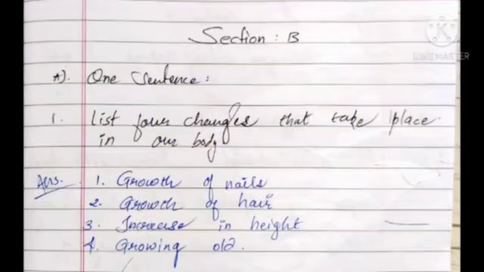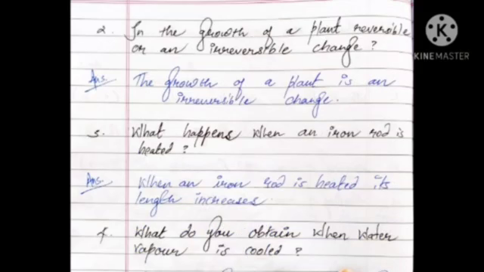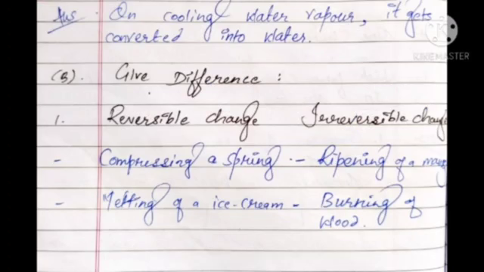Now talking about chapter number 6, Changes Around Us, Section B, one sentence, and the first one is, list 4 changes that can take place in our body. The answer is, growth of nails, growth of hair, increase in height, and growing old. Second question is, is the growth of a plant a reversible or an irreversible change? The answer is, the growth of a plant is an irreversible change. Third question is, what happens when an iron rod is heated? The answer is, when an iron rod is heated, its length increases. Fourth question is, what do you obtain when water vapor is cooled? The answer is, on cooling, water vapor gets converted into water.